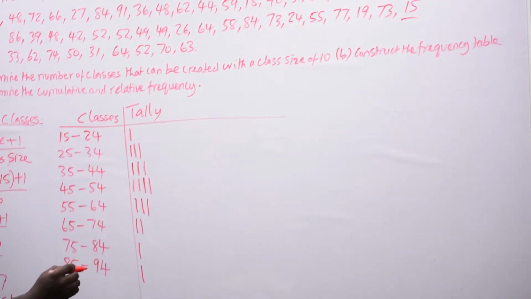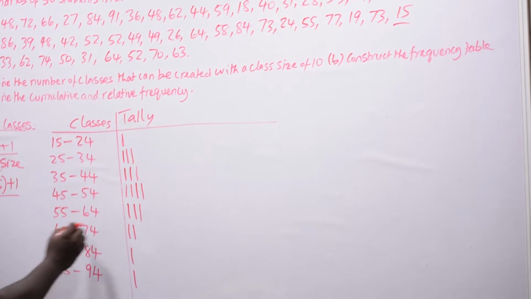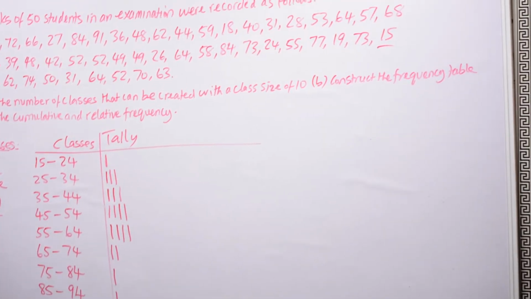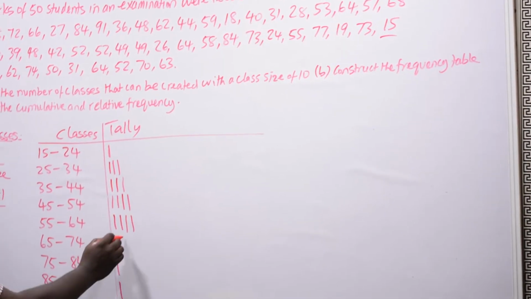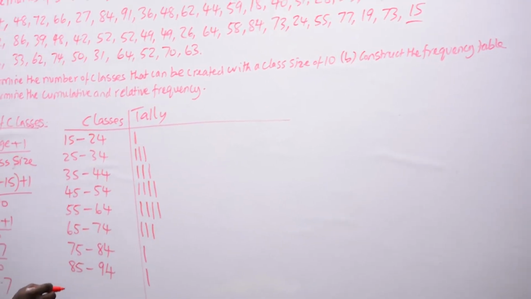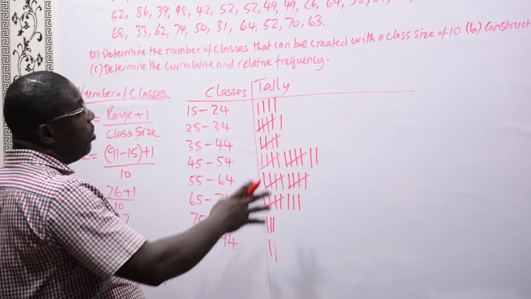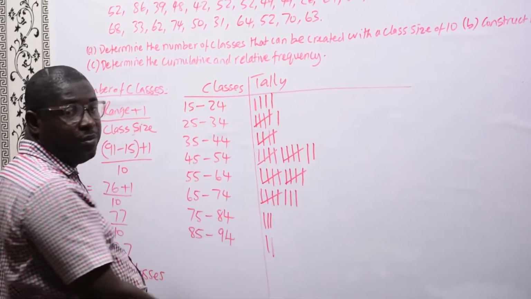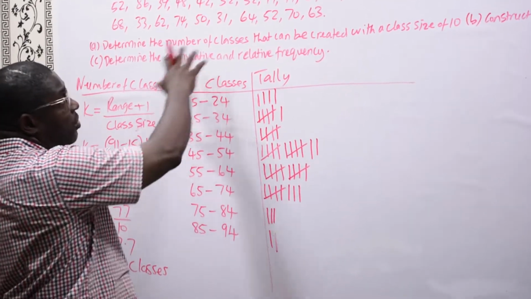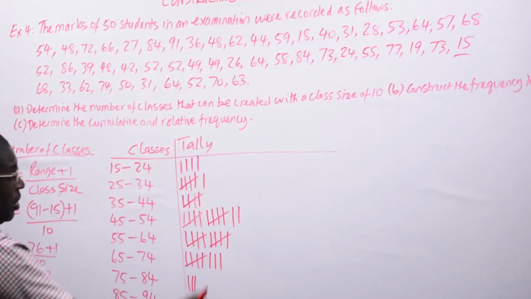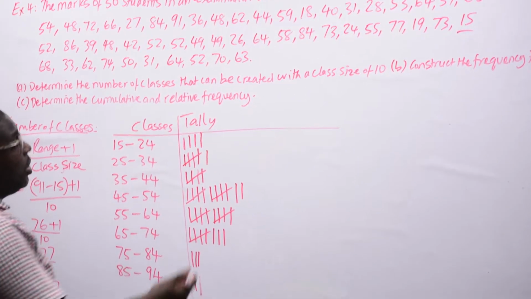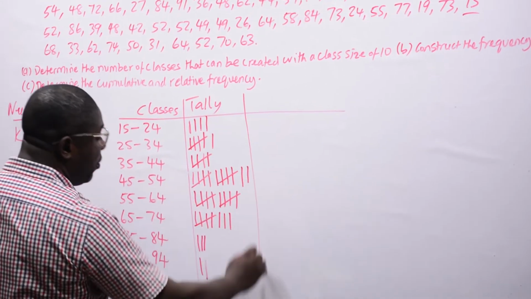57 will be in this class. Then 68 will be in this class. We're done with the first line. Let's go to the next line. Alright, we're done with the tally. We've represented all the values in a tally count. So let's now check our frequency.